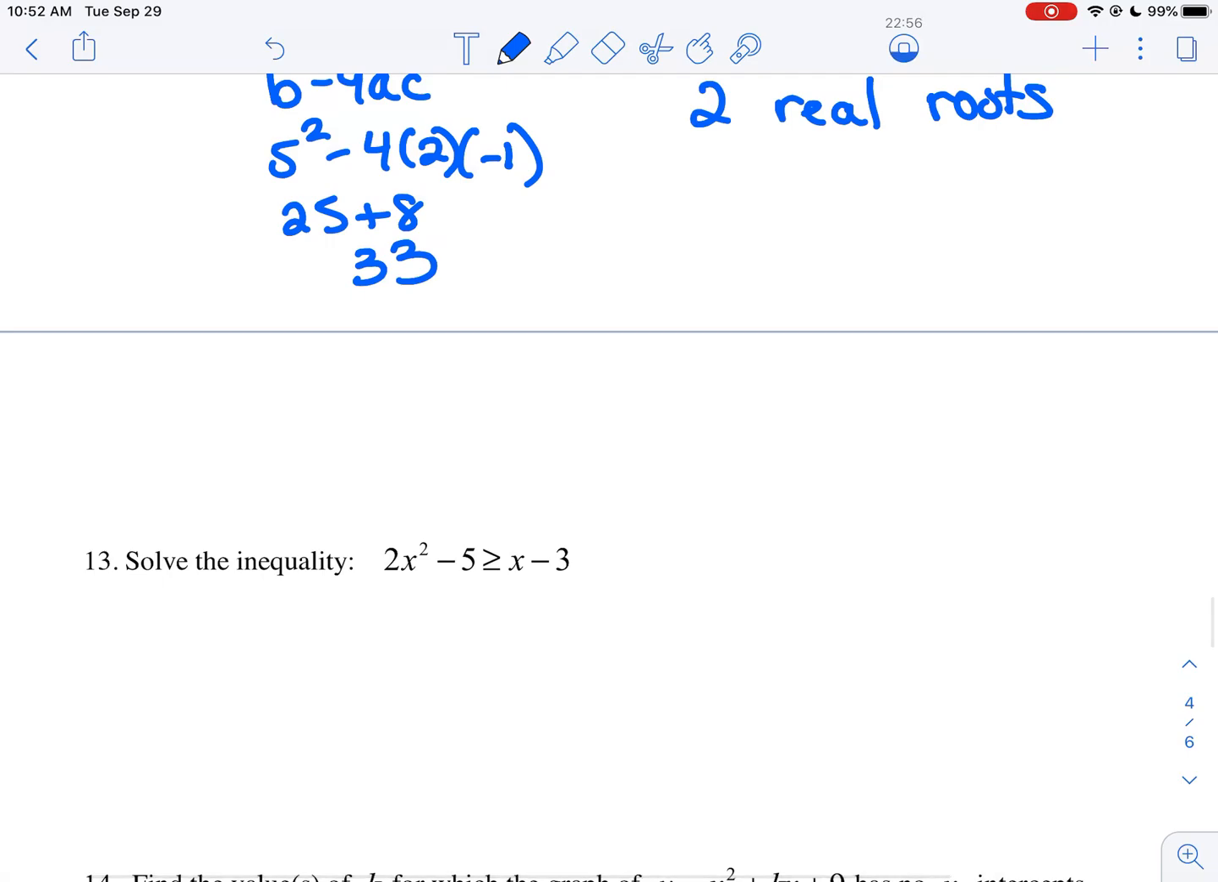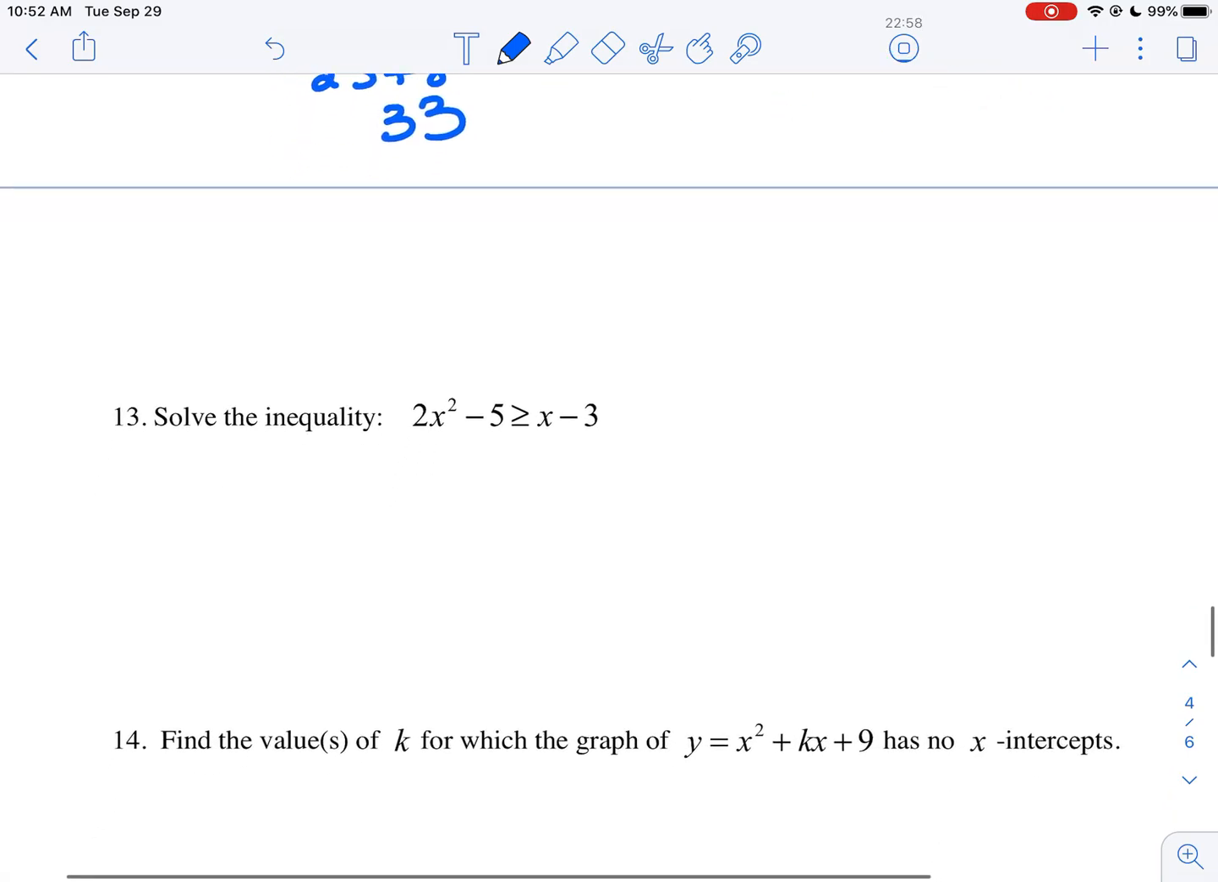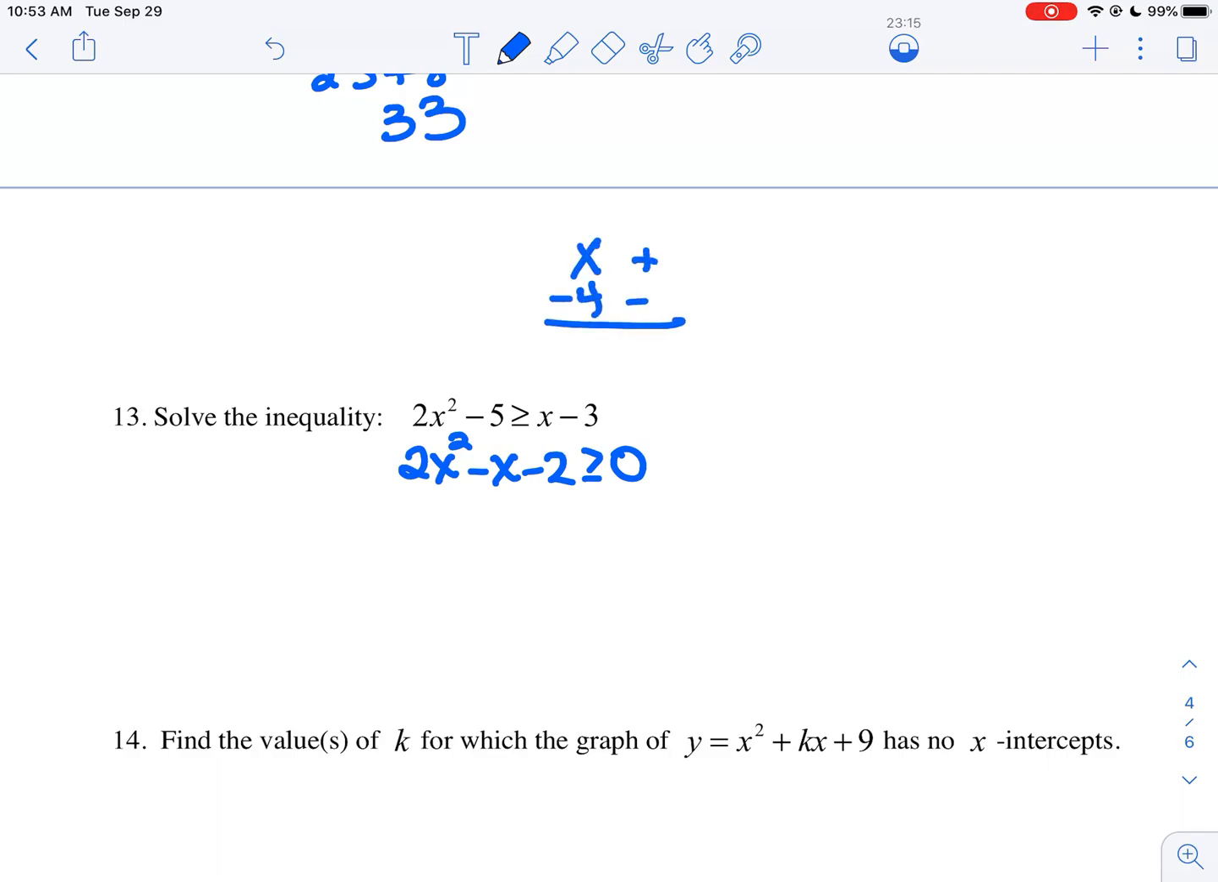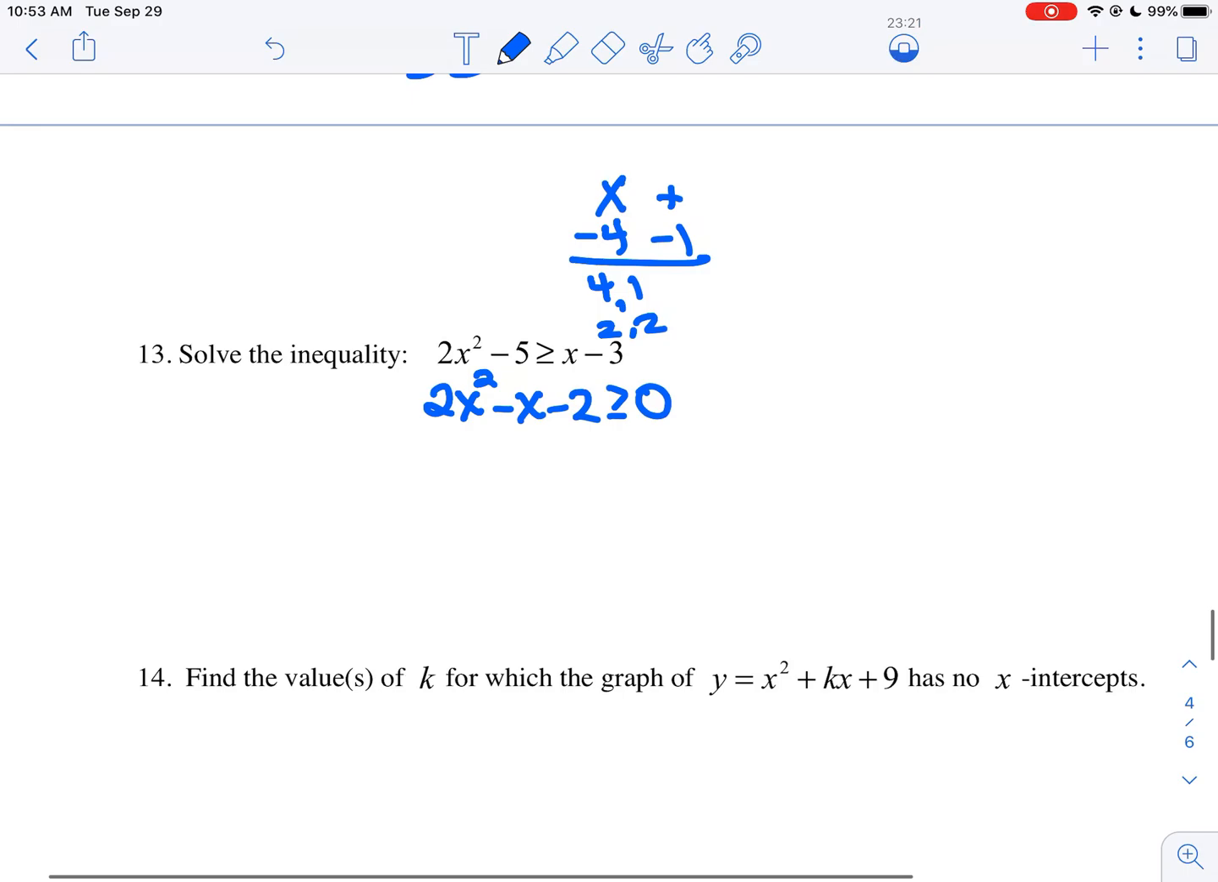All right, number 13. It says solve the inequality. All right, so when you want to solve a quadratic inequality, you get everything on one side and 0 on the other. So this one, it doesn't factor. It doesn't take too long if you're looking for two numbers that multiply to negative 4 but add to negative 1. You got 4 and 1 and 2 and 2. None of those will work. So it's a nice combo. We need to do our quadratic formula.